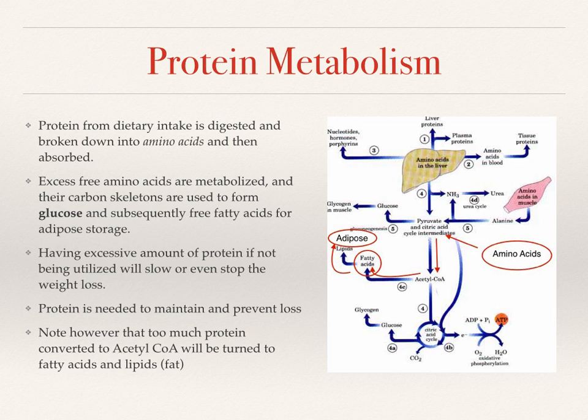Moving on to protein metabolism, protein from dietary intake is digested and broken down into amino acids. Those are the building blocks of the protein. Think of a big Lego set that has now been broken down into individual Lego pieces. Excess amino acids are mobilized and their carbon skeletons are used to form glucose. So an excessive amount of protein is broken down to individual amino acids, and in excess, individual amino acids are broken down even further to become glucose.